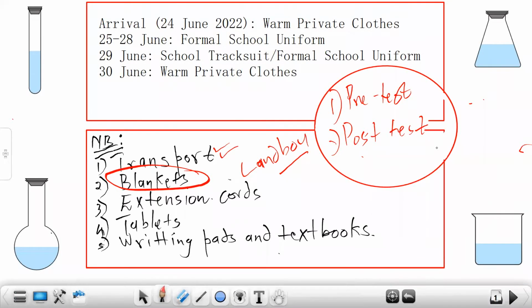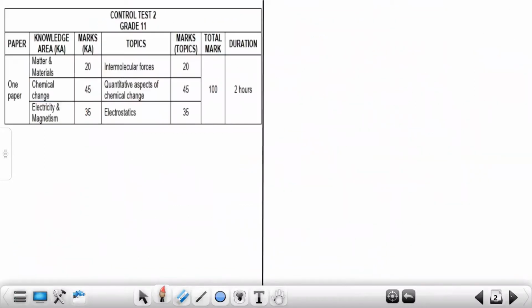Thank you very much. So let's get straight into today's lesson. This is now from what we call the Free State Assessment Guideline. We call it the FSAG. So the scope of the exam is going to be something like this. But some schools decide to deviate.